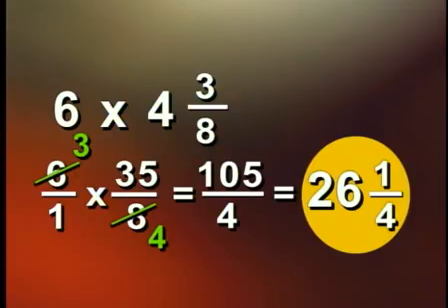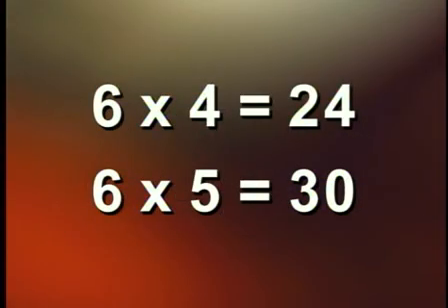Let's see, estimation. Well, 6 times 4 is 24. 6 times 5 is 30. So our answer has to be between 24 and 30, and of course, 26 and 1/4 is. So our estimation shows us that our answer is in the ballpark, and of course, we've done our work correctly.